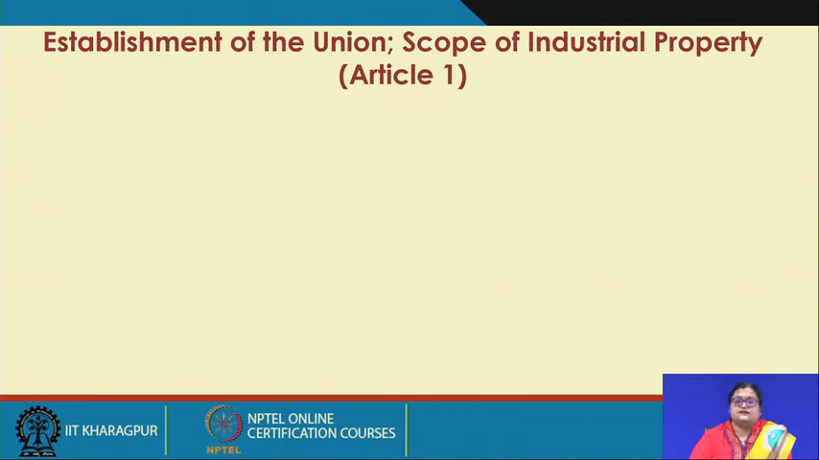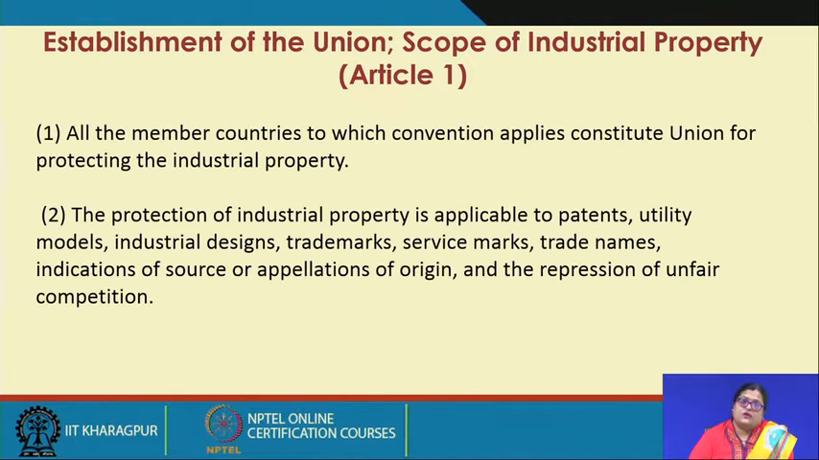First, we will discuss, according to this convention, the establishment of the union and the scope of industrial property according to Article 1. All the member countries to which the convention applies constitute a union for protecting industrial property. The protection of industrial property is applicable to patents, utility models, industrial designs, trademarks, service marks, trade names, indications of source or appellations of origin and the repression of unfair competition. If you connect, all these were mentioned under intellectual property acts and in TRIPS, under intellectual properties which are of an industrial property nature. So in this connection this discussion becomes very important.